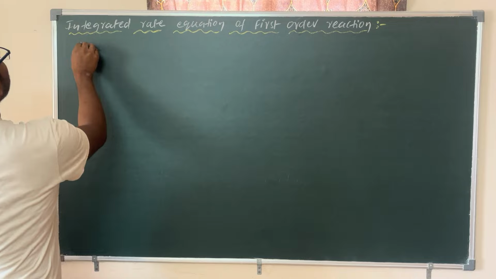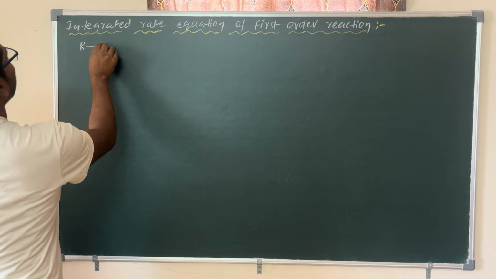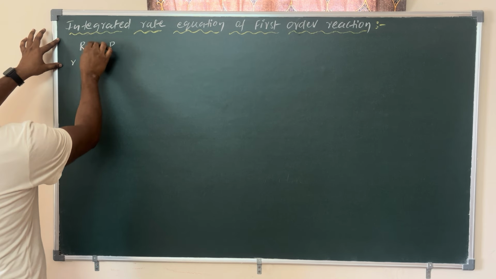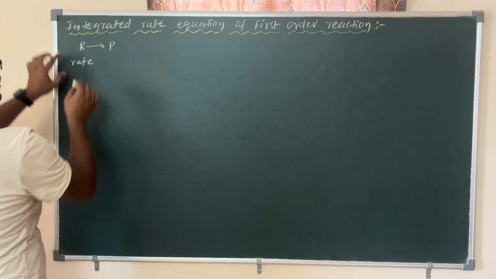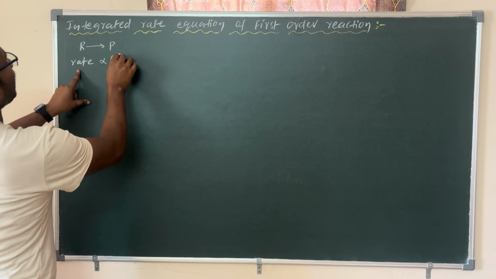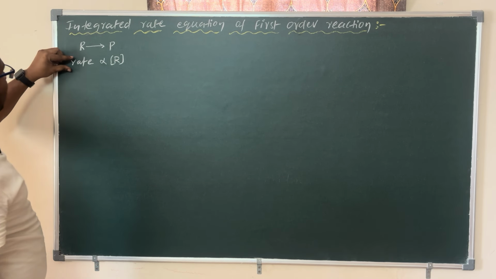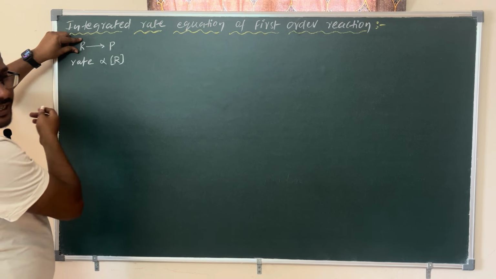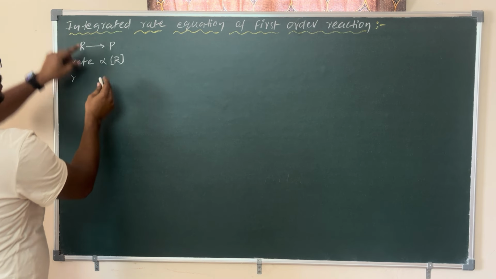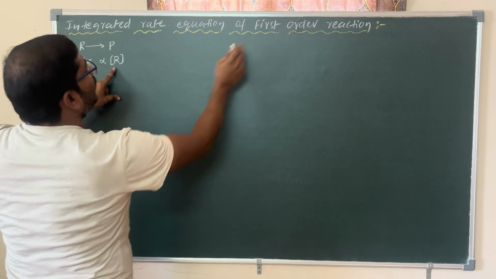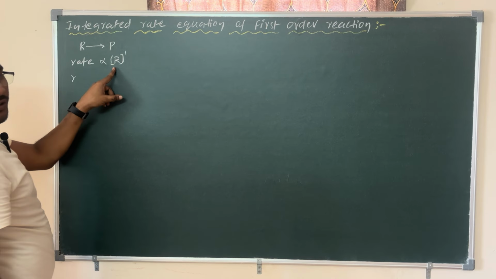If you take one general reaction, the reactants will be converted into products. How can you write the rate equation for this general reaction? Rate is directly proportional to the concentration of reactants. Rate is nothing but the rate of reaction. Now I am taking the concentration of reactants to the power 1, because it is a first order reaction.